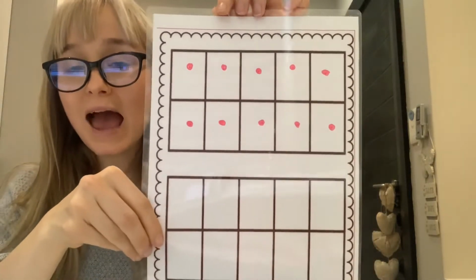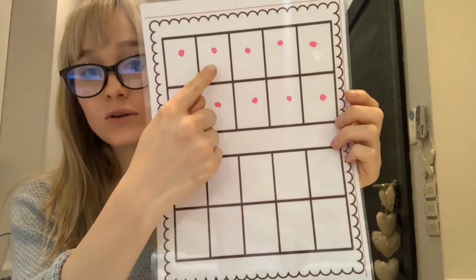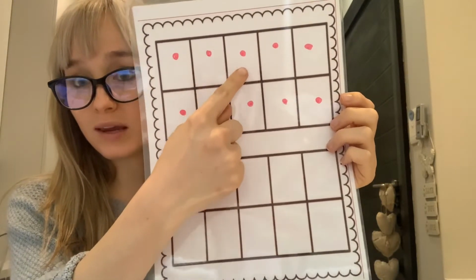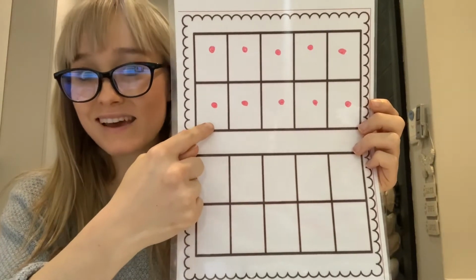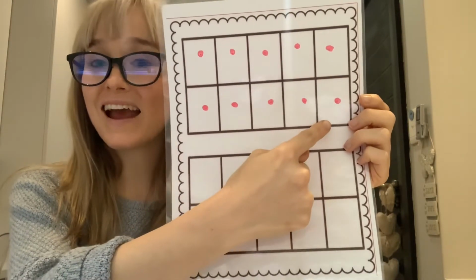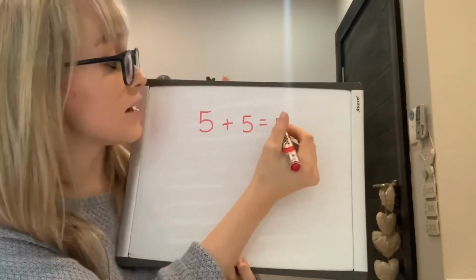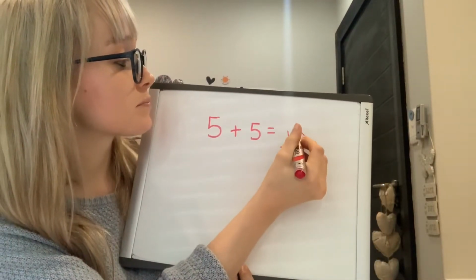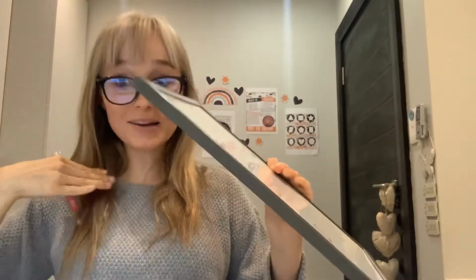Now I add up all the dots together. I have 1, 2, 3, 4, 5, 6, 7, 8, 9, and 10. And then, now that I know my answer is 10, I can write my answer down on my whiteboard. There we go. Now that I've shown you how I do it, we are going to do one together.